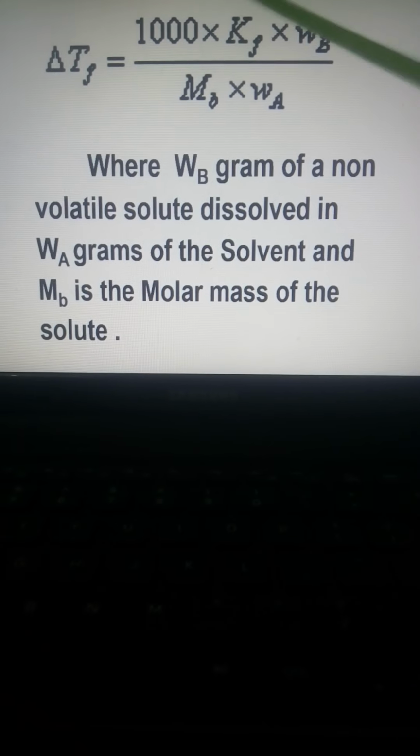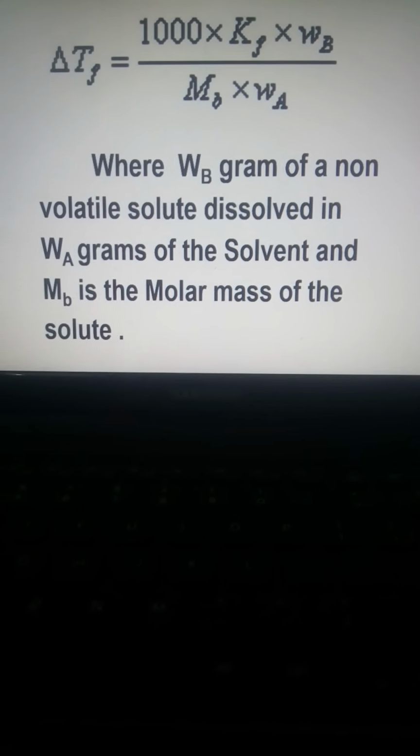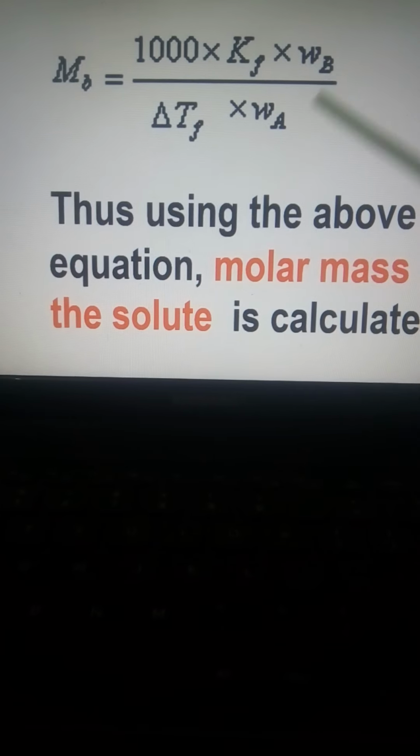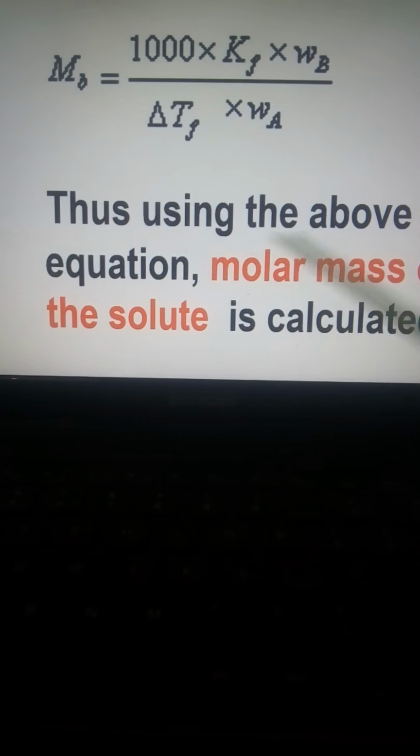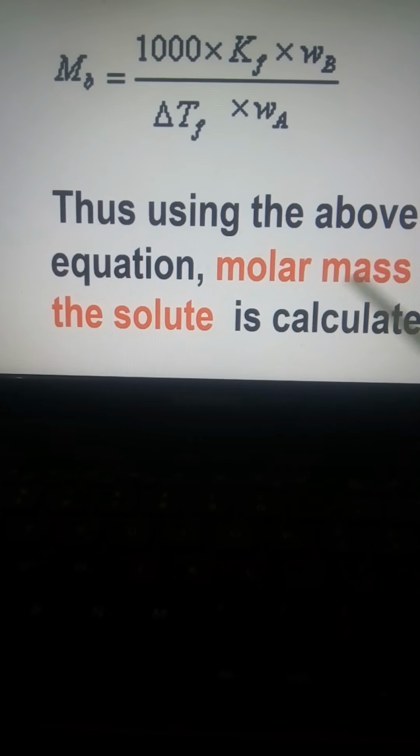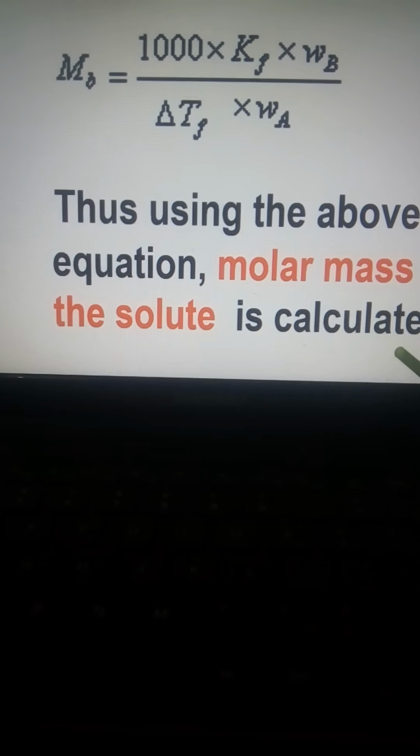You must remember this expression to calculate the molar mass of the solute, or if we rearrange it, we get it in this way. By using this expression we can find the molar mass of the solute. Thus, using the above equation, the molar mass of the solute is calculated.